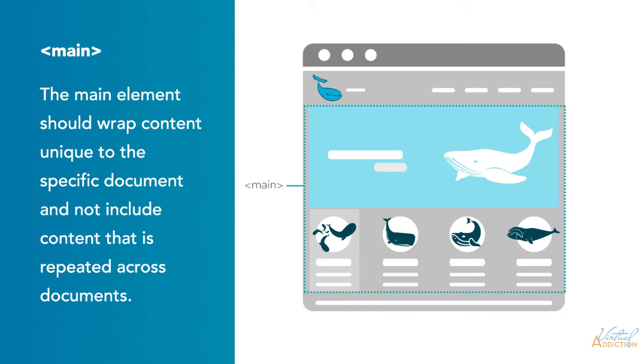You should only use one main element per page. So consider the content on your page and then group all of the main content inside the main element. I think that the main element is similar to the nav element in that I think it's one of the easiest to use in practice.